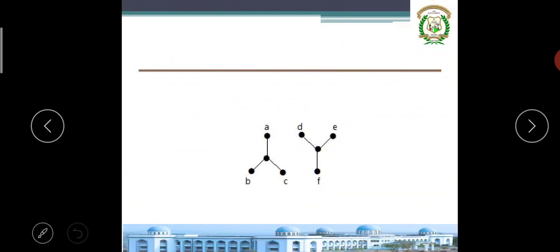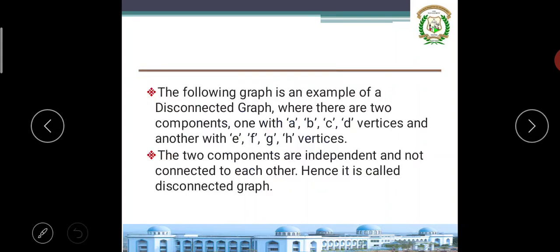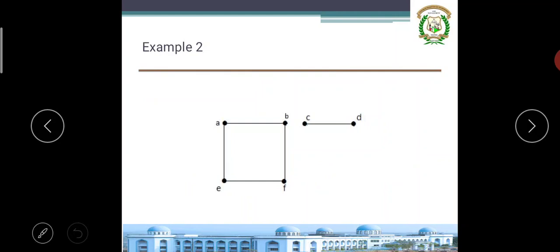Suppose in the same graph, if I connect A to D, this will become a connected graph, because then from any vertex to any vertex you can reach. For example, A to F, I can reach like this: A to D, D to this, E to F. Or B to E, B to this, then A to D, D to this, then E. Like that I can travel. So if you are able to reach any vertex from any vertex, that is called connected. If you are unable to reach, that's called disconnected.